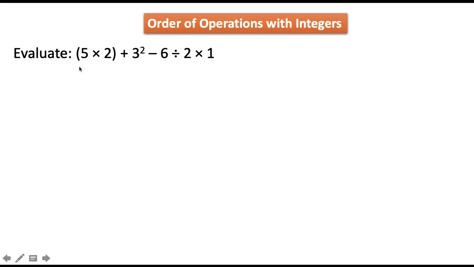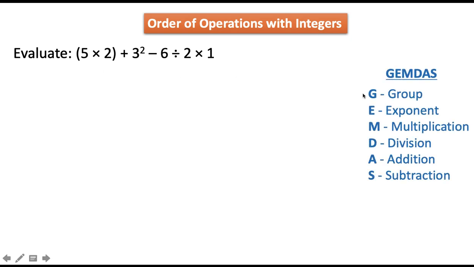If we are asked to evaluate a given expression, quantity 5 times 2 plus 3 squared minus 6 divided by 2 times 1, as we notice, this given expression has multiple operations. So in order to evaluate this, there is a list of operations that needs to be followed. So let us first perform the group.